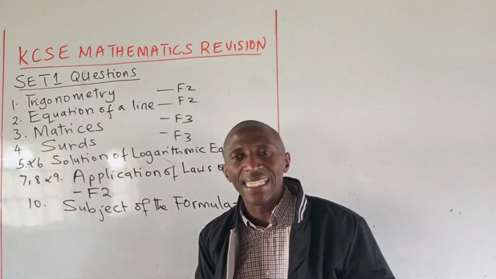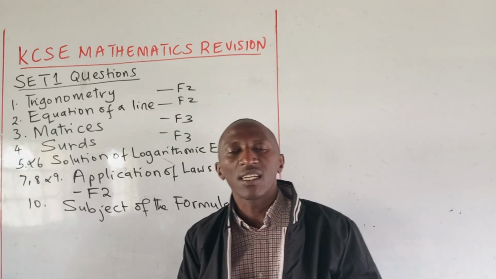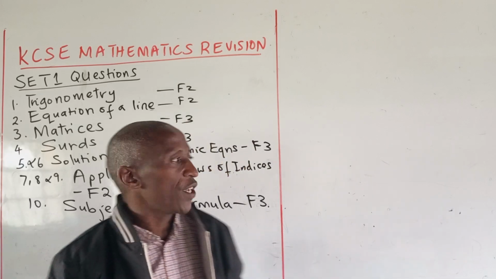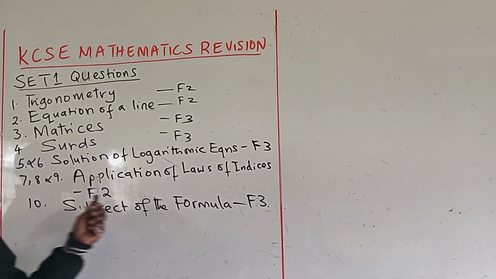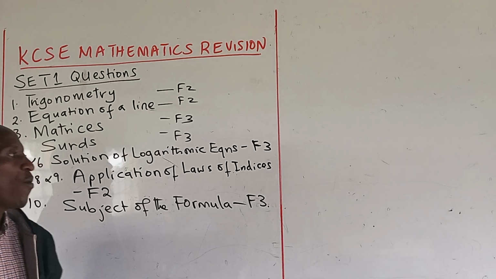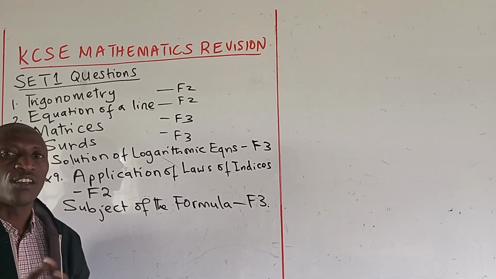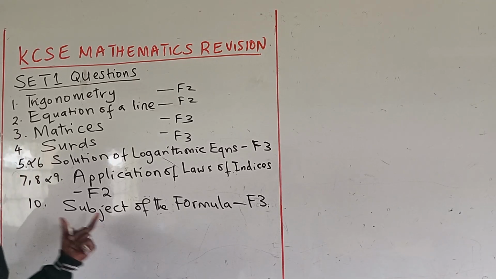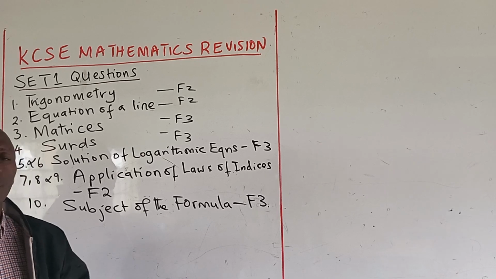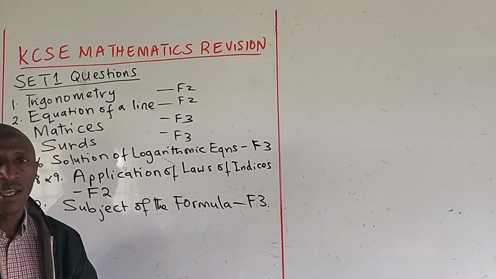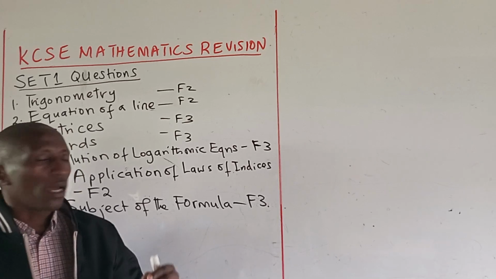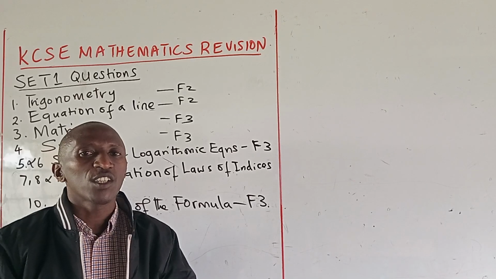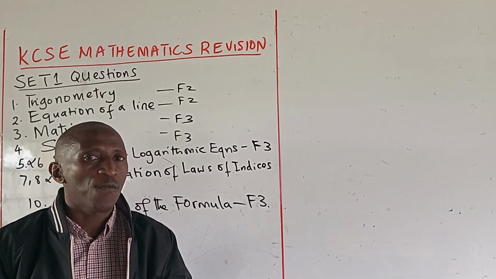We shall look at question number 5 and 6 on solution of logarithmic equations. Here we shall have two questions. This is some work which we covered in Form 3, and we shall also have application of laws of indices. This is a common area which is normally tested in the KCSE mathematics paper 1 or paper 2. And then we shall also have a question on making a variable the subject of the formula. In short, we are preparing to have about 10 questions in our set 1, and in set 2, we shall examine more questions, especially those covered in Form 4.